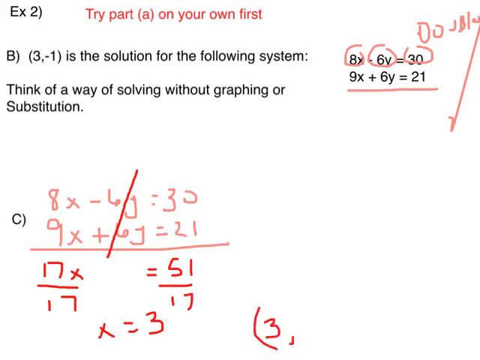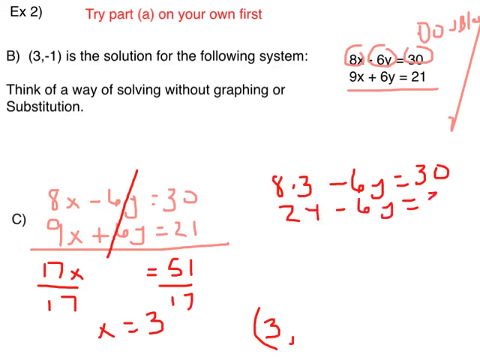Now, where's the rest of it? Well, once again, you got to plug it back in. Take the 3 into either one. So I'll take the first one. I'll do 8 times 3 minus 6y has to equal 30. And I will get 24 minus 6y equals 30.